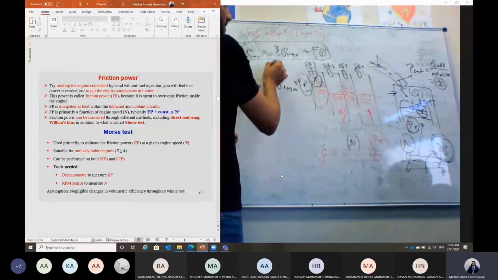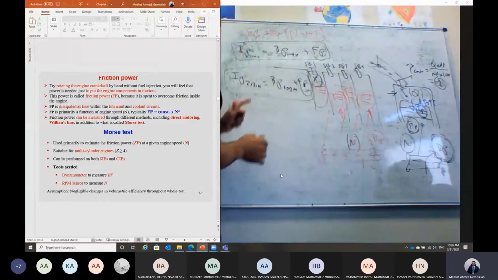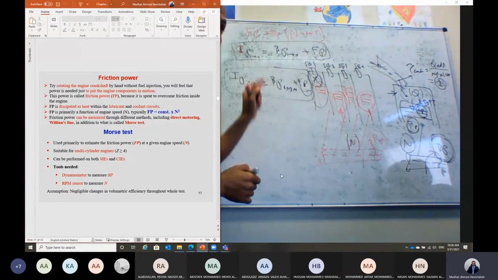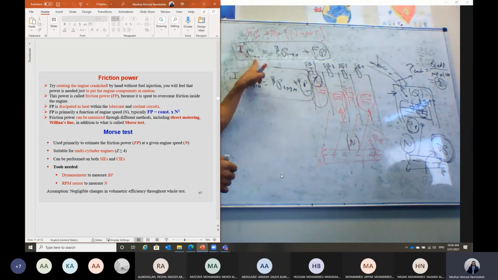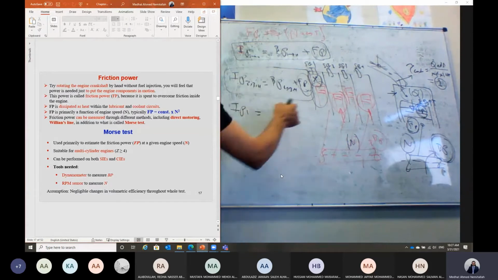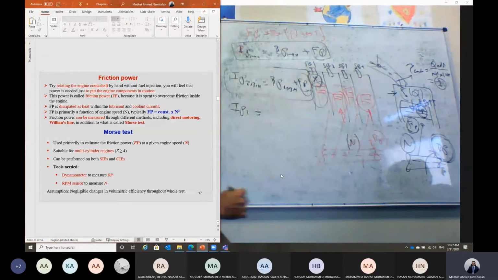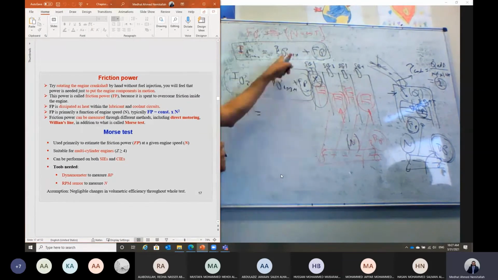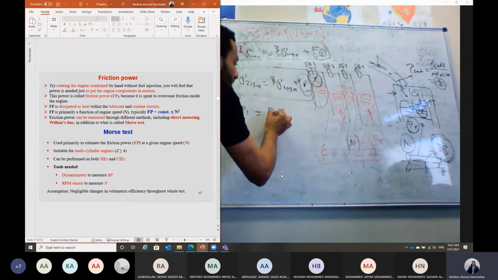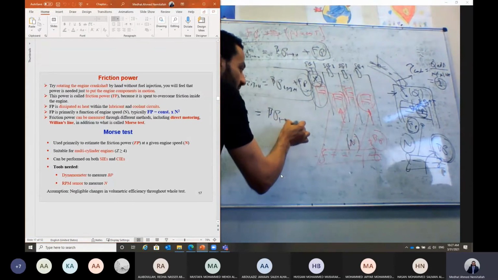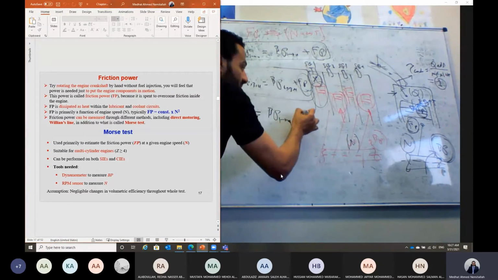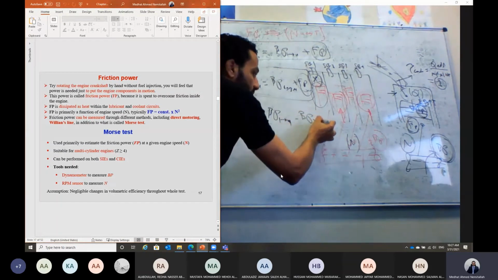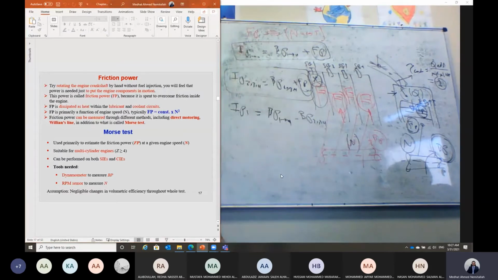If you look at those two equations and subtract them, the indicated power for all cylinders minus the indicated power for cylinders 2, 3, and 4 represents the indicated power of cylinder number 1, which we have cut the spark plug for in this case. And the difference will equal the brake power for all cylinders from 1 to 4 minus the brake power for cylinders 2, 3, and 4.